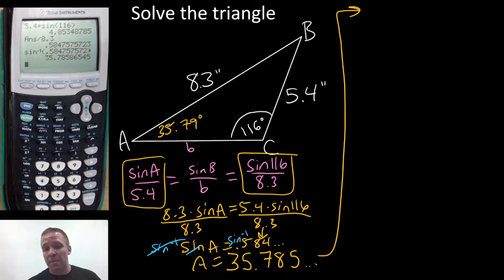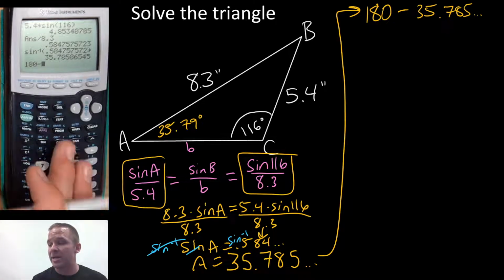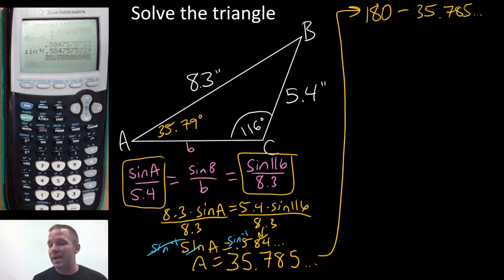I'm going to find the supplement of this angle. So 180 minus that 35.785 and change. So 180. And I don't even need to type that in again, right? I'm just going to hit minus. I'm going to arrow up. I'm going to hit enter. It copies it right down for me. I'm going to hit enter one more time, and I get 144.